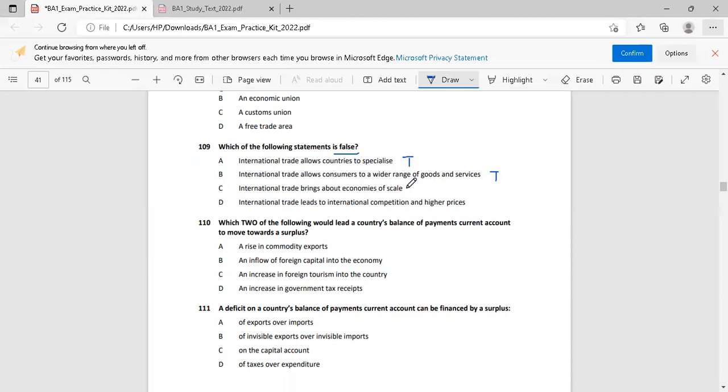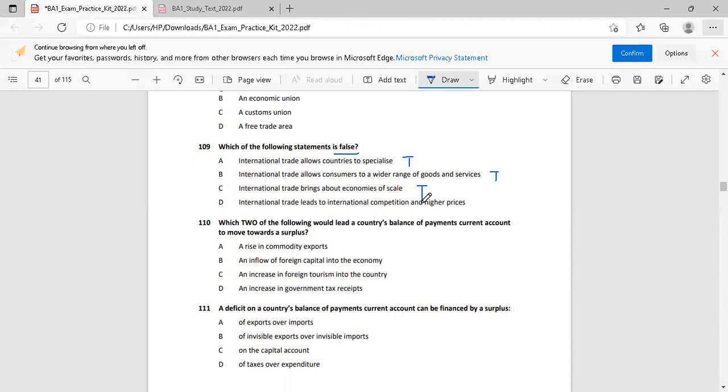International trade brings about economies of scale. When the production happens at a larger scale, when the domestic companies enter into the global market, they have already captured the domestic market. So the production is taking place at that scale. And when they go beyond that and capture the international market, then the production definitely increases. When the scale of operation increases, it will result in economies of scale.